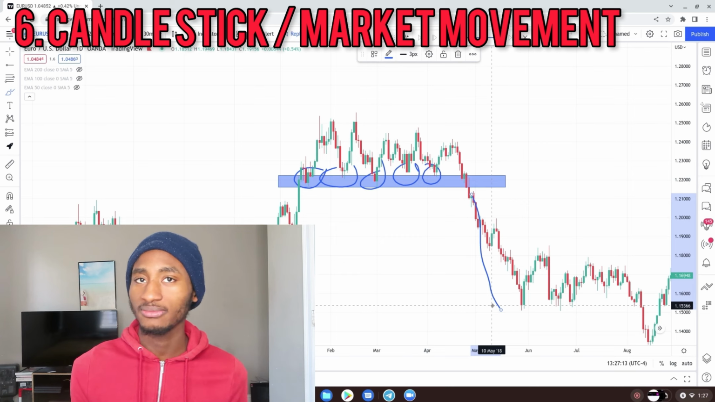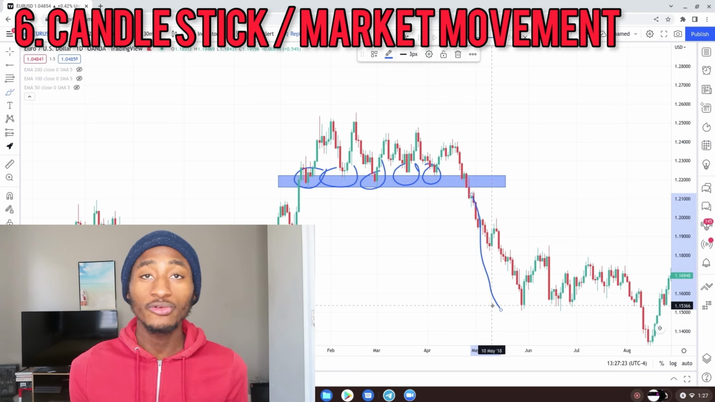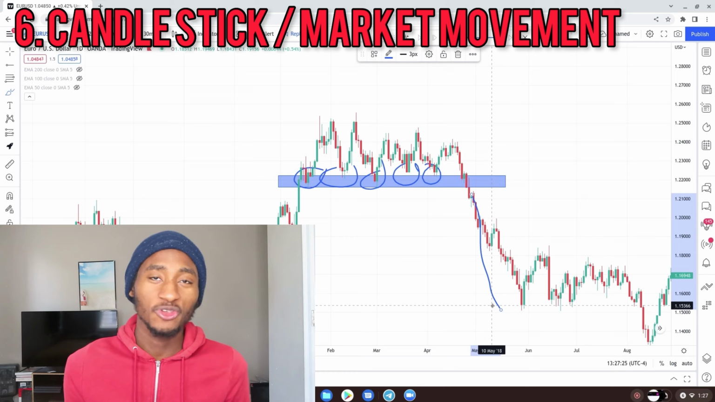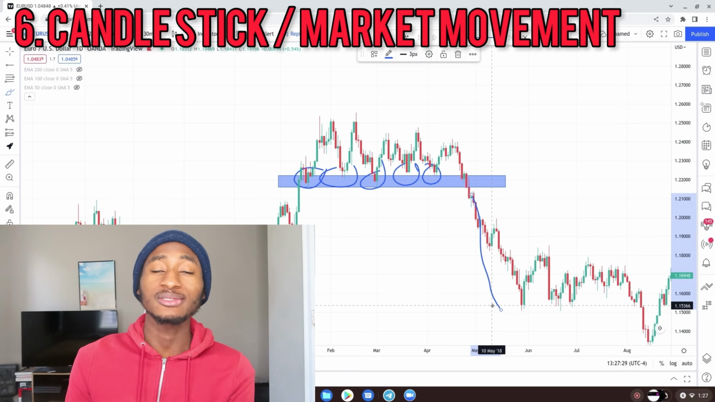And I feel like a lot of traders make those mistakes, and a lot of traders don't even think about those things. They don't even think about understanding how to read the market movements. You have to be able to understand how markets move, and if you understand that, you're going to be able to predict markets like that.